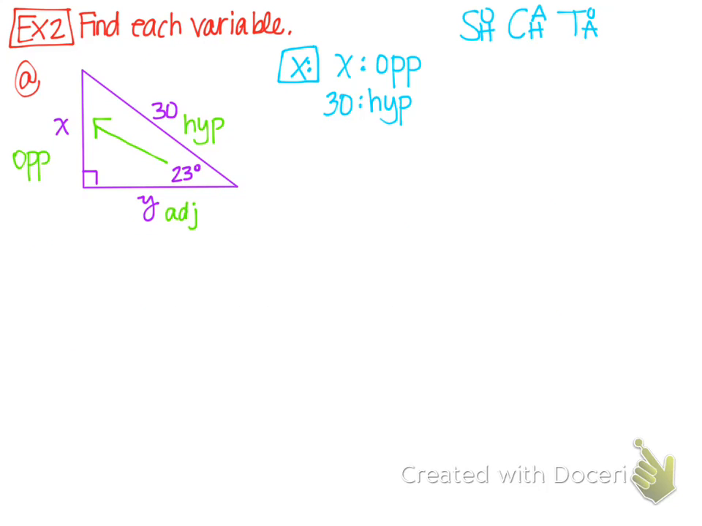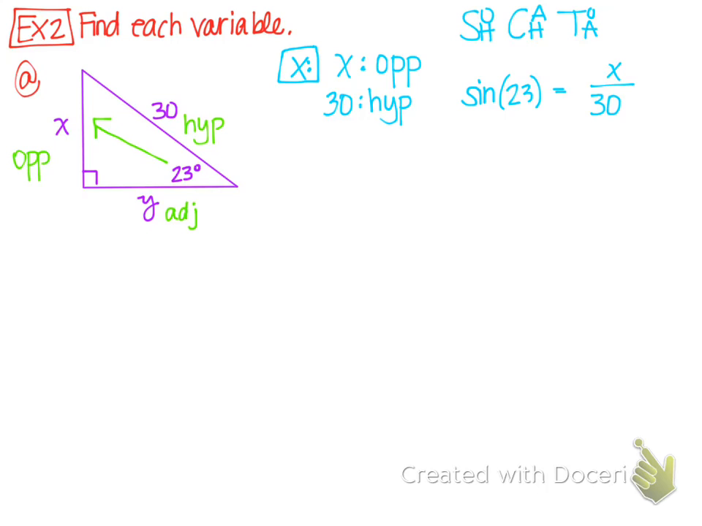So we're going to say sine of theta. Now, our angle is 23. That's our theta in this case. Is equal to opposite, which is x, over hypotenuse, which is 30. So we have x over 30. Now, you can plug in your calculator sine of 23, and it gives you an actual number. And we're going to use our calculators for that. So, to get our x isolated, we need to multiply each side by 30.